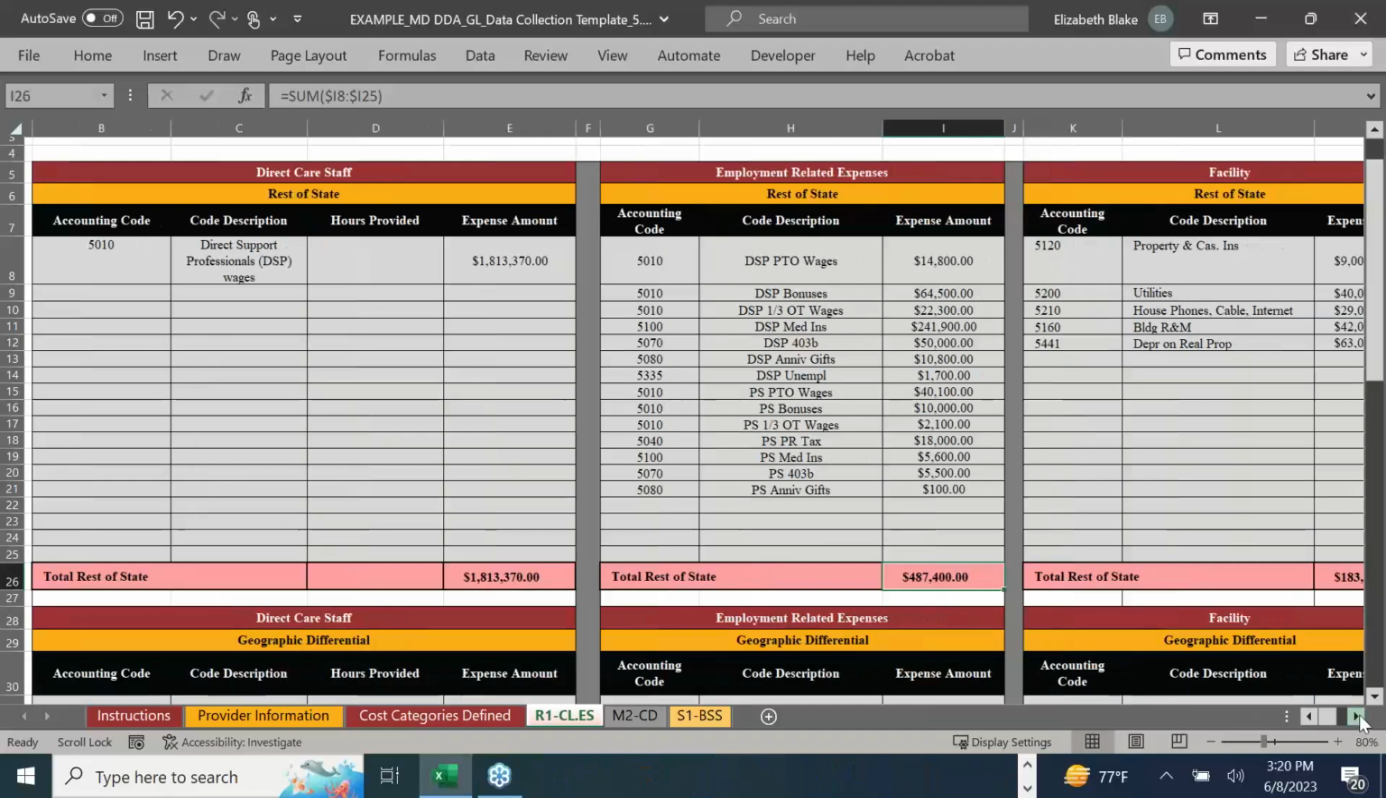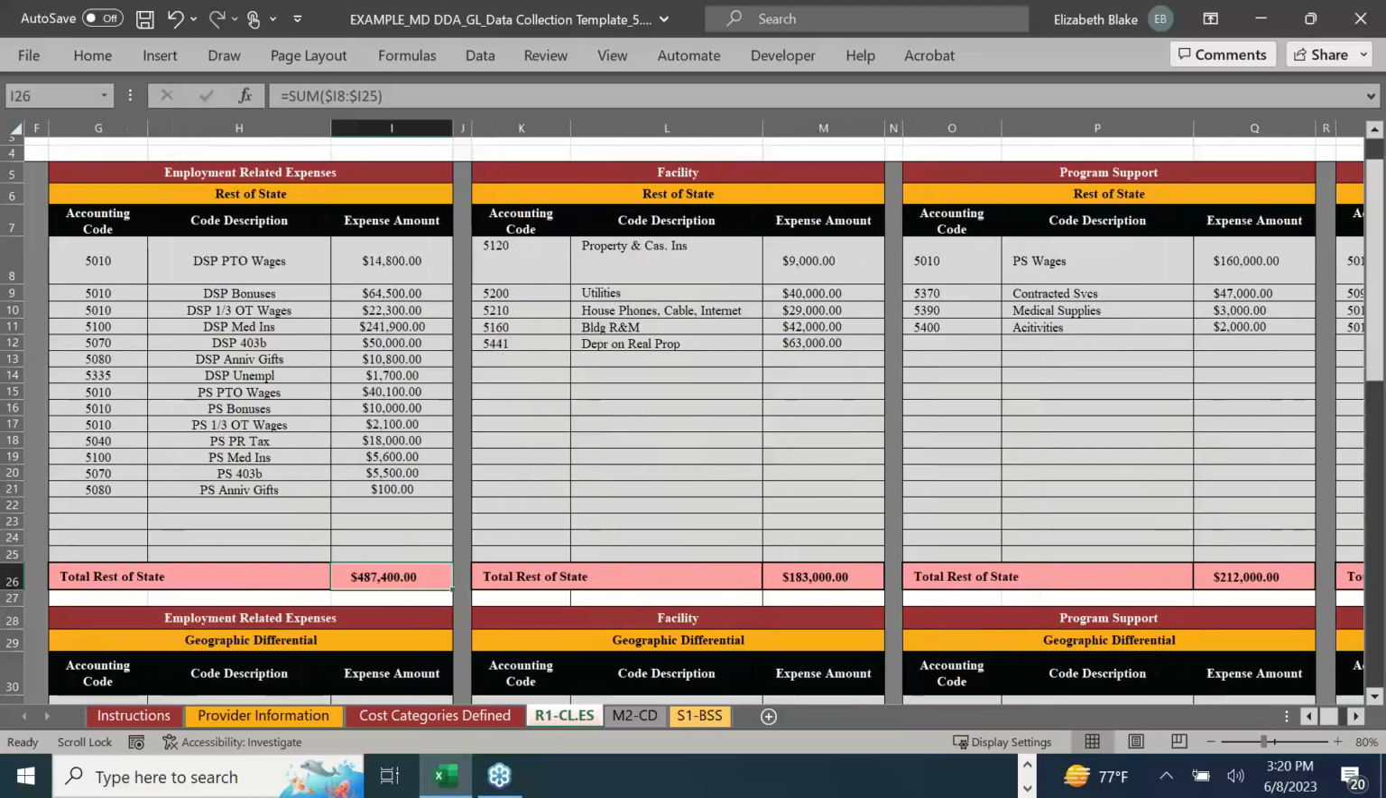So next we have our facility. And the facility cost category, this is where you're going to want to enter expenditures for the cost of actually running a facility where services are offered. So this includes things like rent or mortgage for the service facility, maintenance expenditures, insurance, taxes, interest on facility loans, utilities, depreciation on real property, as well as equipment costs.